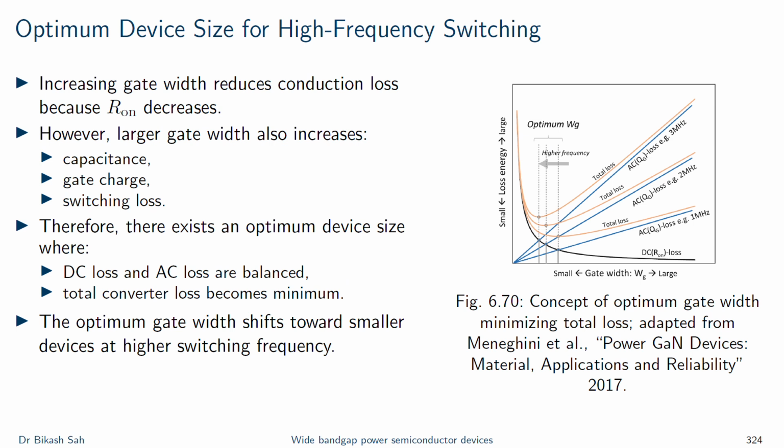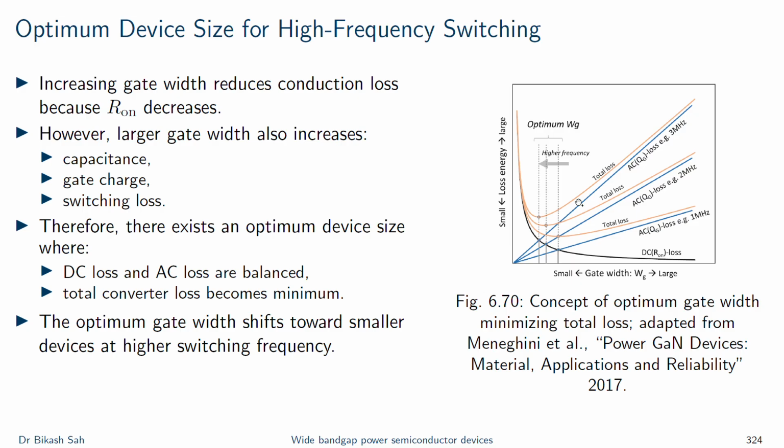Basically, this is a discussion on what exactly could be an optimal device size that we look into for GaN. So if we increase the gate width, on-resistance will decrease, so the conduction loss will improve, but capacitance and the gate charge increase, so switching loss would worsen. The total loss curve therefore has a minimum, and this is what is being plotted in here.